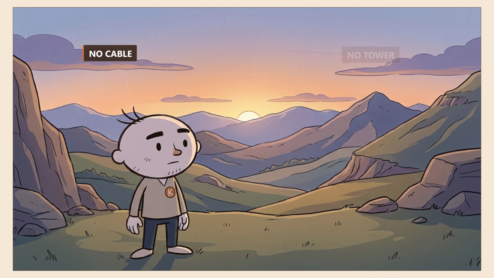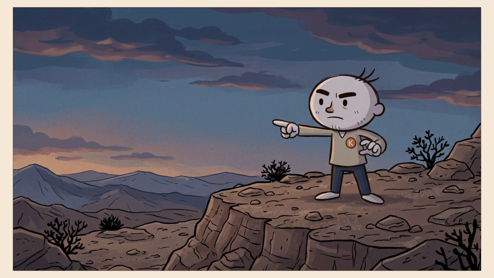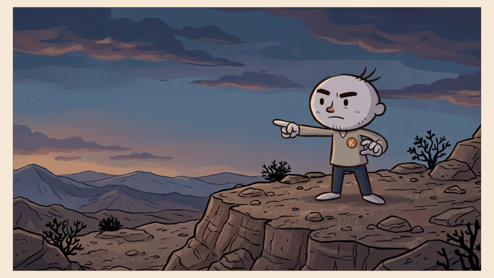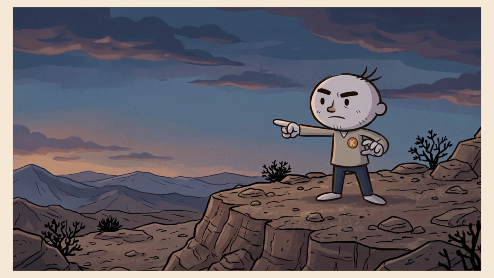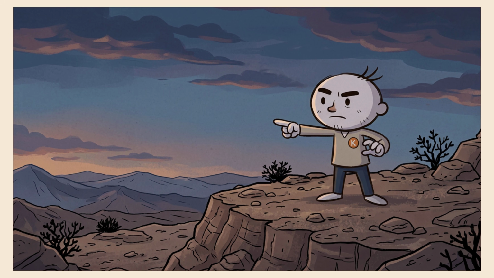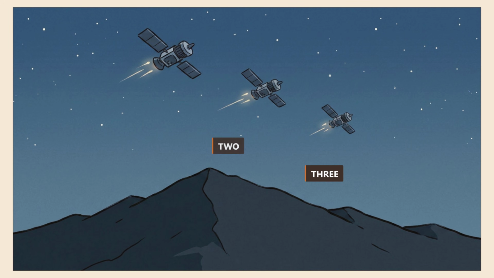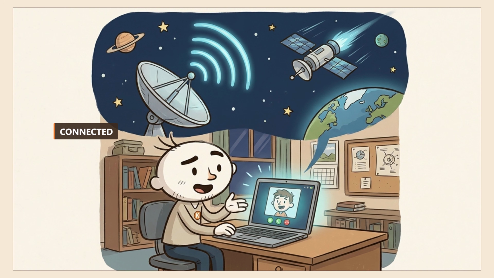No cable, no phone tower, no neighbor, no signal. Kirac is standing in the middle of nowhere. Then he places one flat white dish on the ground. Satellite races overhead, then another, and suddenly, internet.